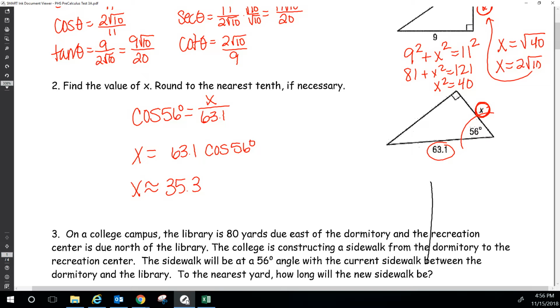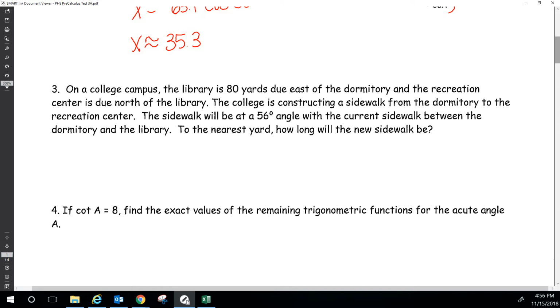All right, number 3, on a college campus, we have got the library that's 80 yards east of the dormitory. So from the dormitory, we go 80 yards to the east, and that's my library. And if we go due north of the library, so if we go straight up from the library, we get the rec center. And we've got a sidewalk that's here. They're building a new sidewalk between the dorm and the rec center. They said the angle between these two guys is 56 degrees. They want to know how long is that.